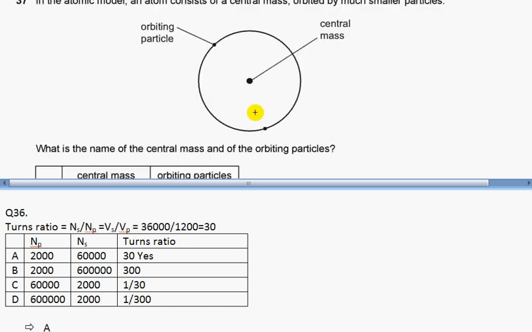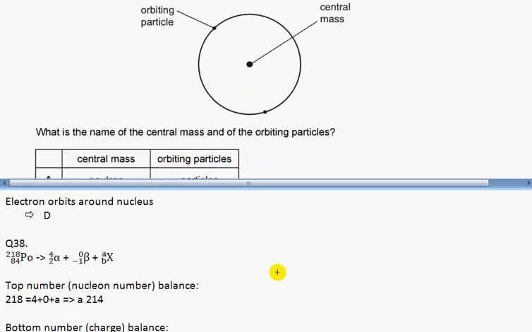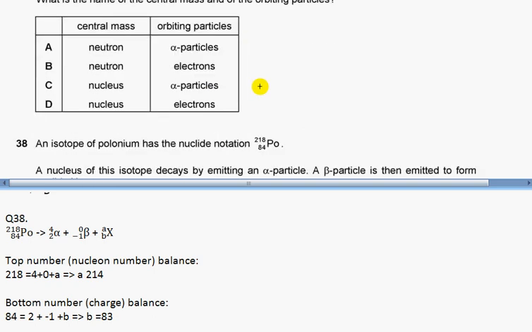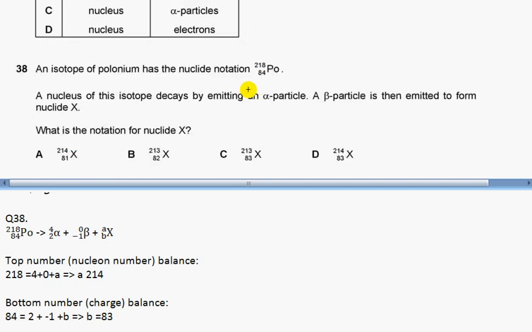Question 38. An isotope of polonium has a nuclide notation. A nucleus of this isotope decays by emitting an alpha particle, and a beta particle is then emitted to form nuclide X. What is the notation for X?